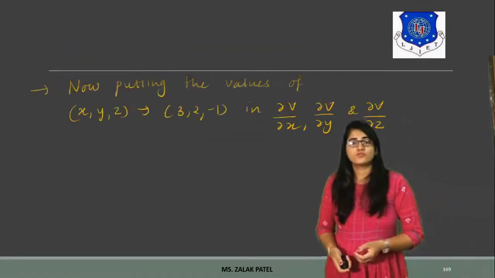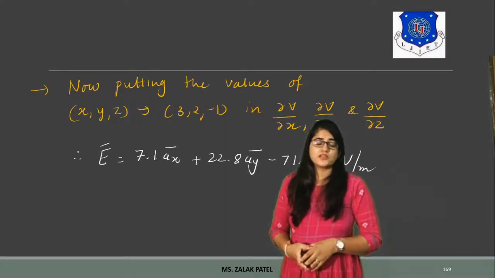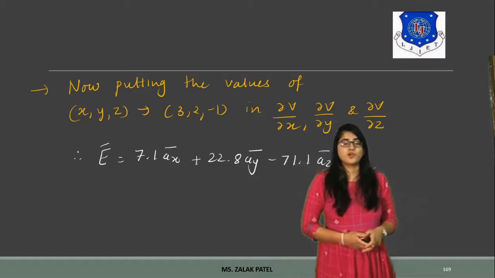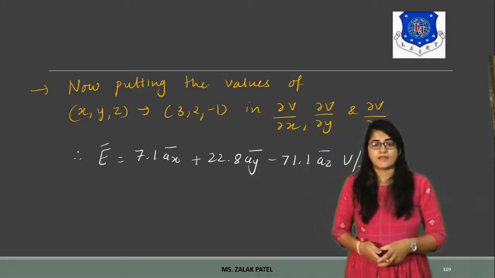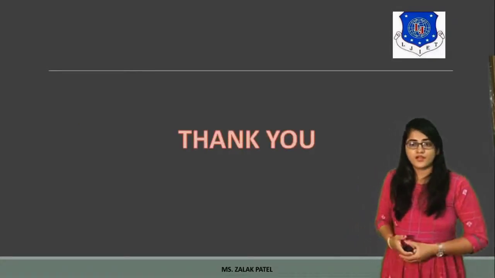At the last you have to add all the values, because E is equal to minus gradient V. So it gives us the answer for field intensity: 7.1 ax plus 22.8 ay minus 71.1 az. This is the answer for electric field intensity.